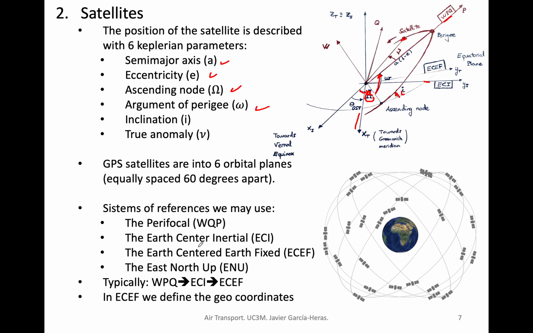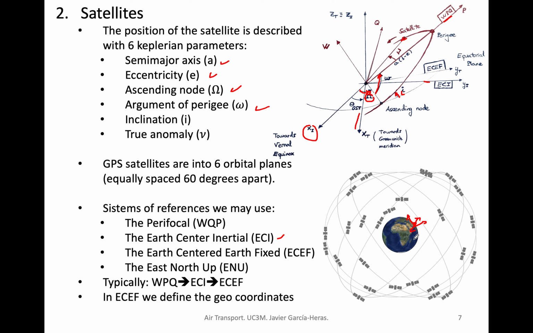And the Earth center inertial, as you know, is very common. The x axis is towards the vernal equinox, and the frame is fixed. The Earth center Earth fixed is the one that is rotating with the Earth, and is the one where we define the geocoordinates, the latitude and the longitude. And finally, the east north up, as you know, is the local horizontal, which we use on the surface of the Earth. This is the north, the east, and the up.